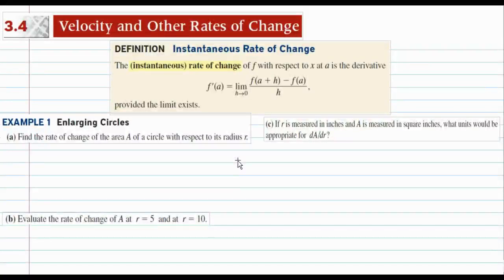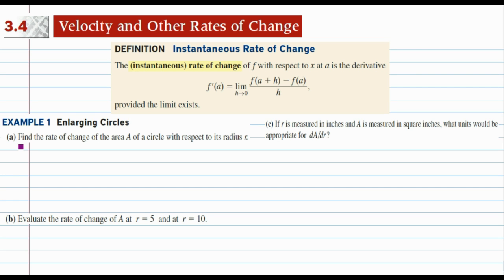This is the screencast for section 3.4, example 1. We're going to study how velocity and other rates of change take place in calculus. So we already know that the derivative of a function is the instantaneous rate of change. So we're going to look at some applications here.